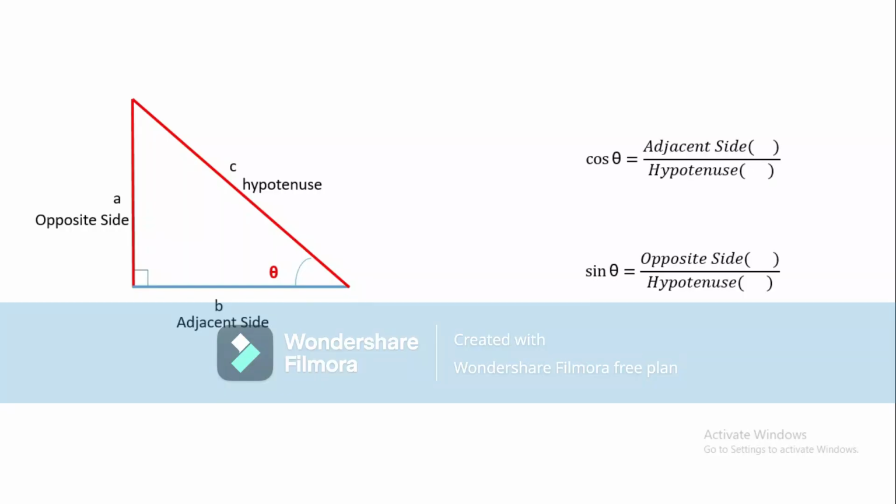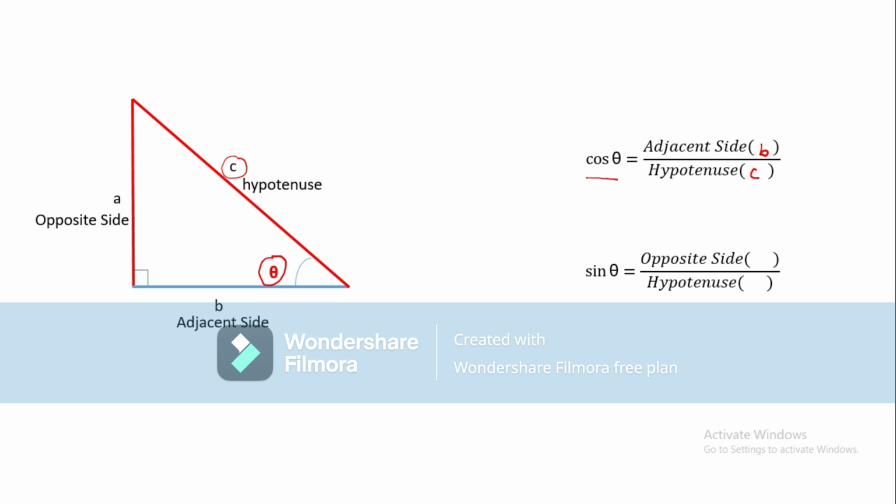Now imagine this is a right angle triangle. Let's say that we are interested in the angle at the bottom right, which is denoted as theta. The cosine of this angle is written as cos theta. It is equal to the length of the adjacent side, which is next to the angle theta, divided by the length of the hypotenuse, which is c in our case. So cos theta is the ratio of the adjacent side, which is denoted as b, and the hypotenuse, which is denoted as c.